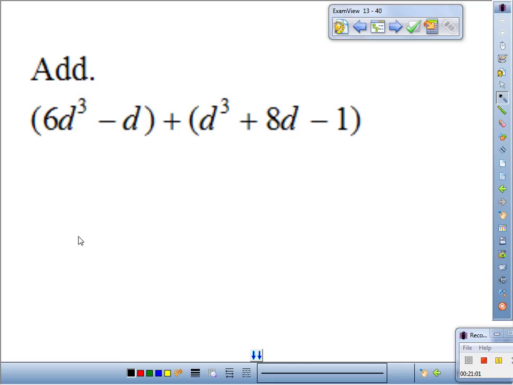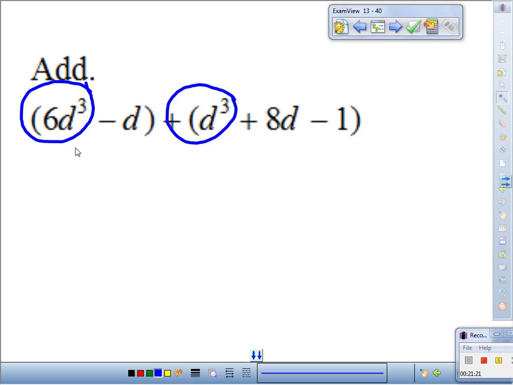The only thing you should check on these is if there's a negative or a subtraction problem in front of the parentheses. Is there a subtraction problem here? How about here? No. So at this point we're going to combine like terms. I'm going to start with this one. Is there another d to the third? Yes, right here. So that means I write d to the third. I'm going to combine 6. What is the invisible number here? What is 6 plus 1? 7.